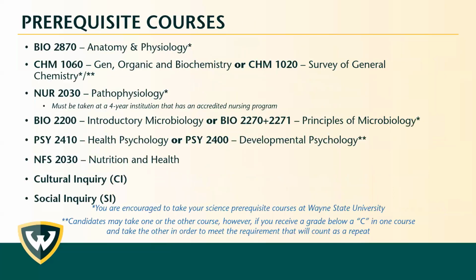So the prerequisite courses include this list of 8 courses. The first is Anatomy and Physiology. You need one of these 2 chemistry courses. Both are not necessary. Only one is necessary. Pathophysiology. Note that that must be taken at a 4-year institution that has an accredited nursing program. It cannot be coming from an associate's program or 2-year school.